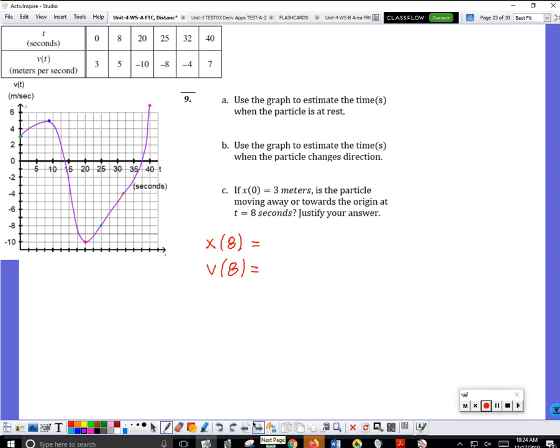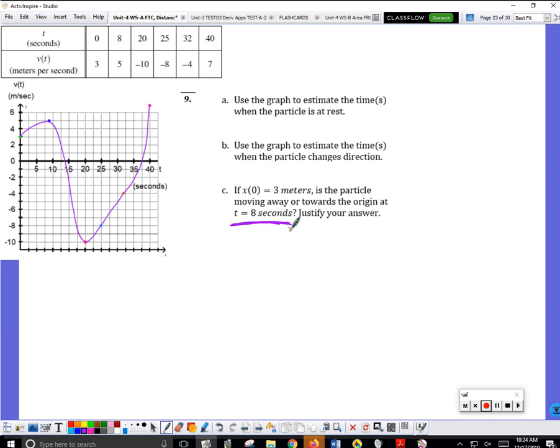We need to look at 9C. Go to 9C, please. Okay, 9C says at time equal 8, is the particle moving away or towards the origin.